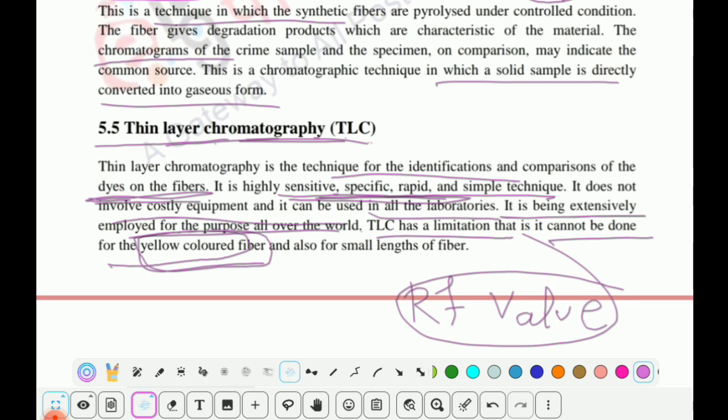TLC has a limitation. It cannot be done for yellow colored fiber. So note it down precisely, and I am expecting you to make notes as well.